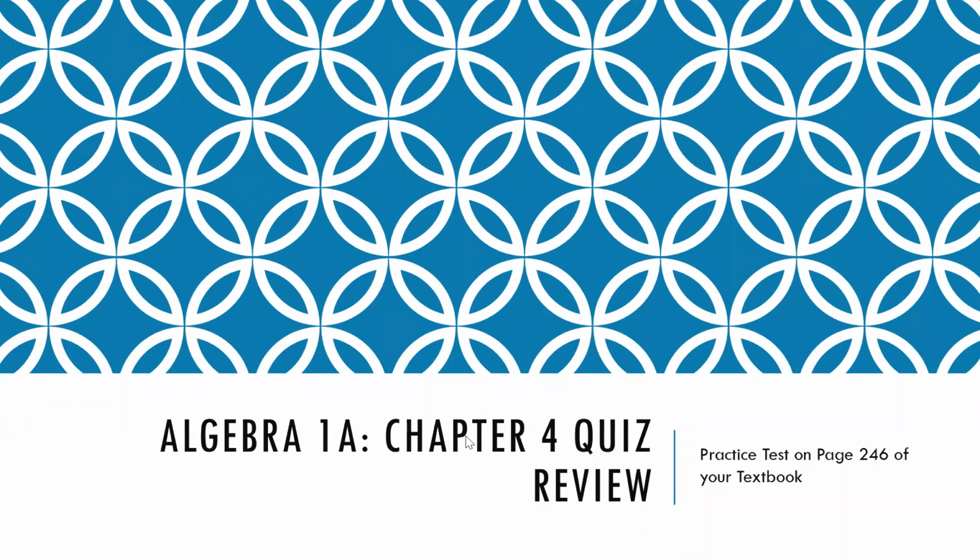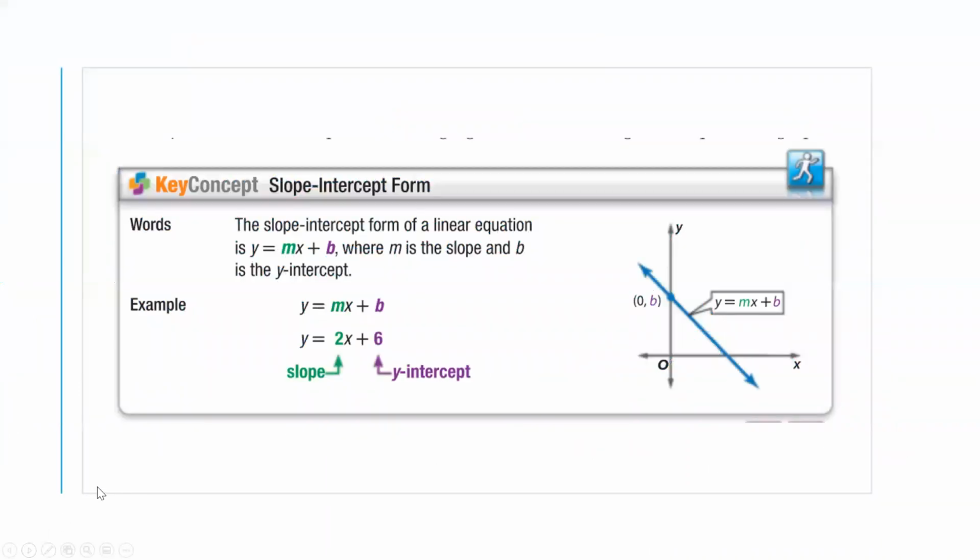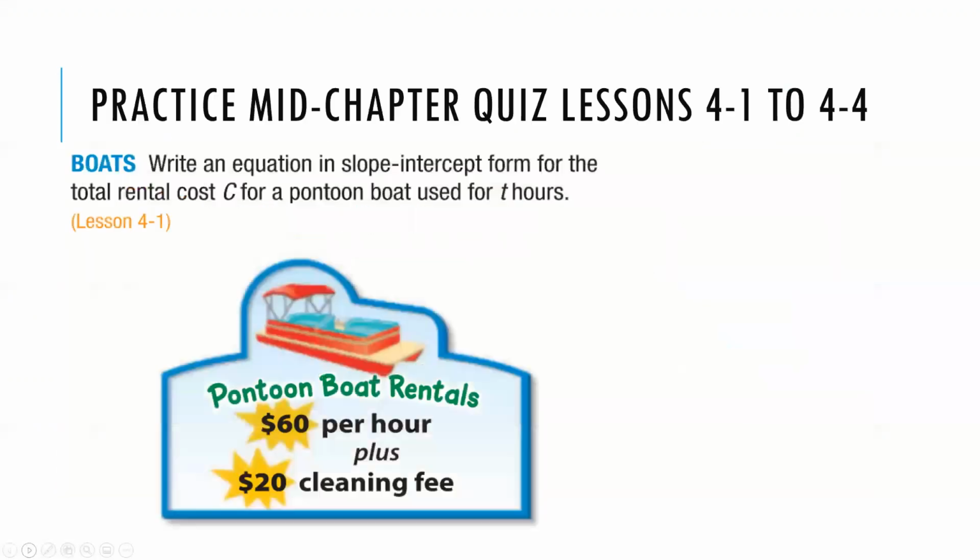So once again, this is for Algebra Chapter 4 quiz review, and this is a practice test on page 246 of your textbook, okay? So first thing is that you have to know slope-intercept form. Okay, you should know that by now. y is equal to mx plus b, where m is the slope and b is the y-intercept. And if you have the slope and the y-intercept, you can graph a line. You just need 2 points to graph a line, okay?